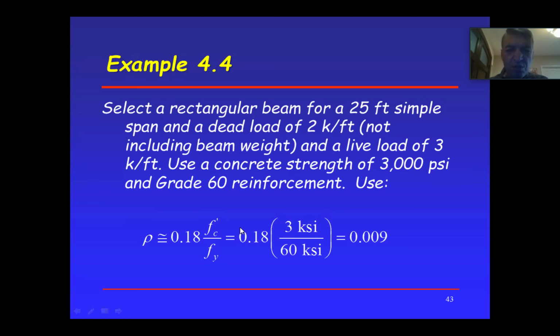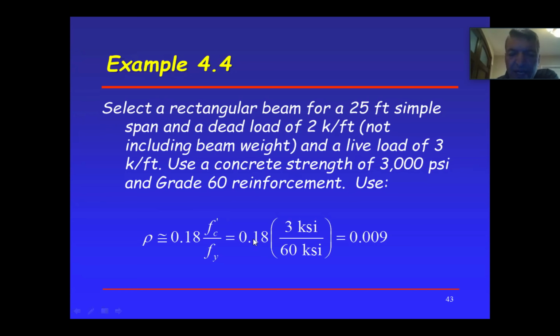And then the problem said use rho approximately 0.18 f'c over fy. So this is a good estimate. If we don't know the information, like when we do the design in the project, this is a good estimate to use. Where did that come from? Experience. So if you're doing your project, nobody's going to tell you, oh, given rho equal that. But if you want to estimate, this is a good estimate to do. Okay, we'll talk more about that.